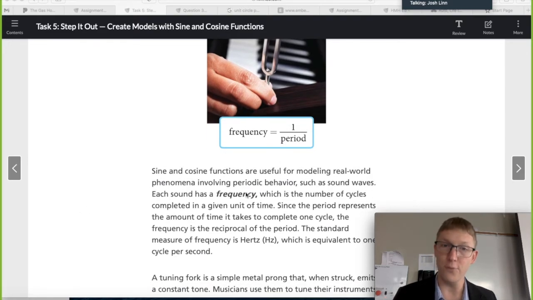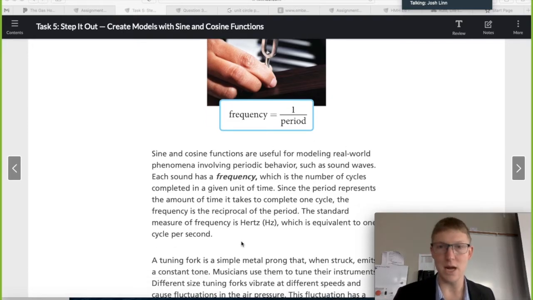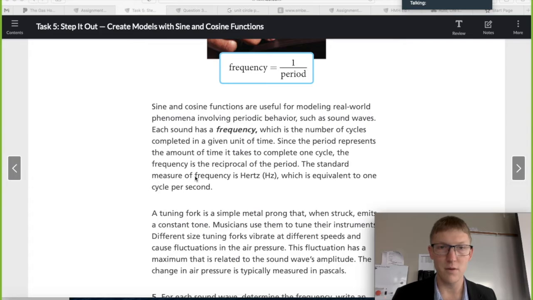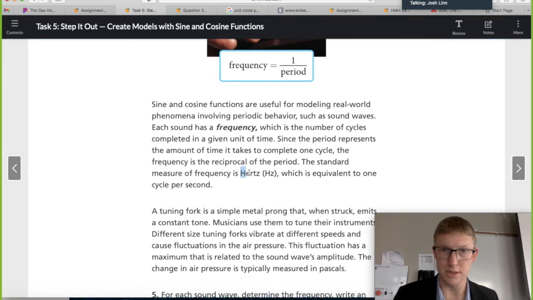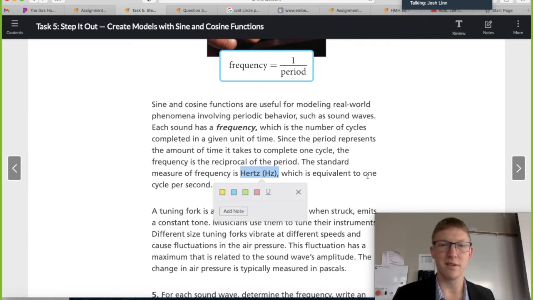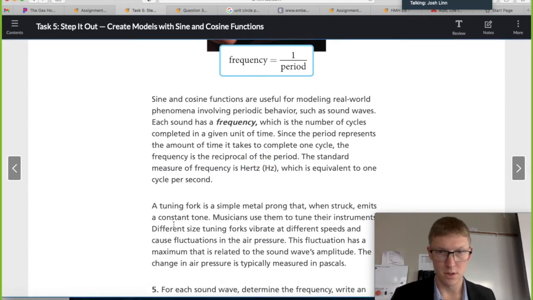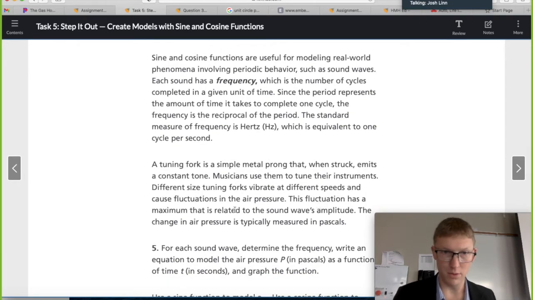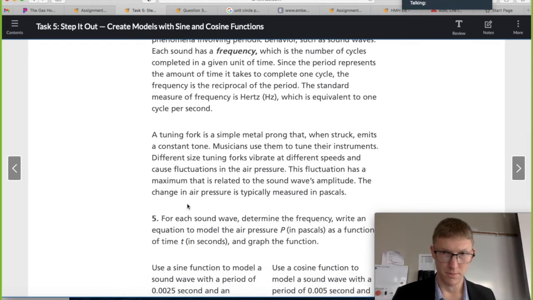So each sound has a frequency. Notice right there, frequency equals 1 over period, which is the number of cycles completed in a given unit of time. The standard measure of frequency is hertz, which is equivalent to 1 cycle per second. We've already talked about the tuning fork. The fluctuation has a maximum that is related to the sound wave's amplitude. That change in air pressure is typically measured in pascals.